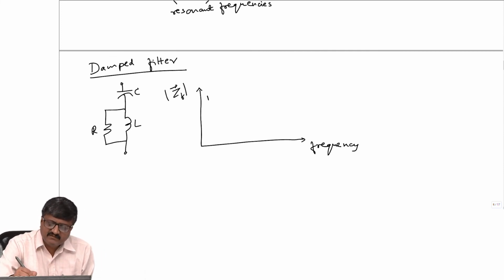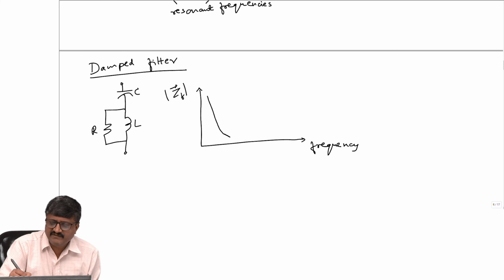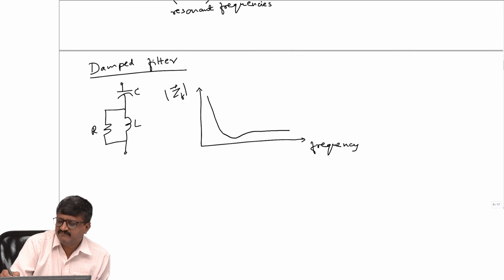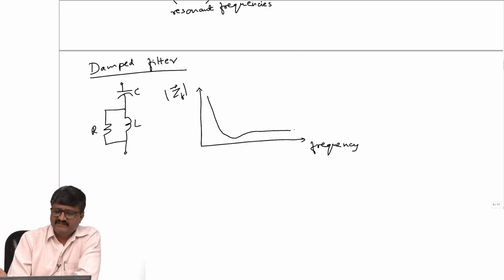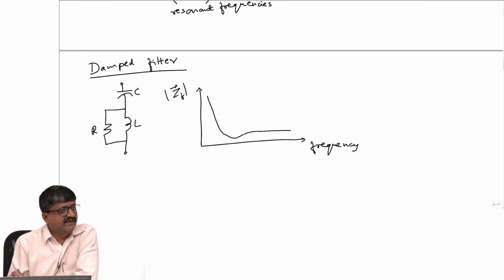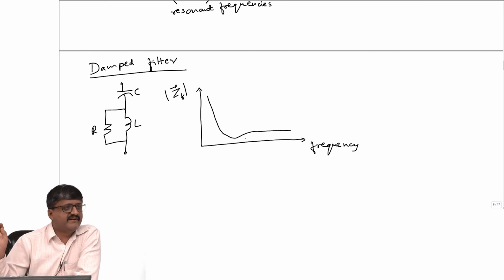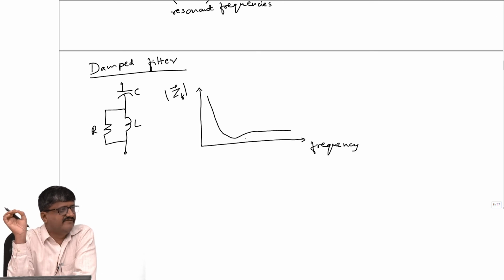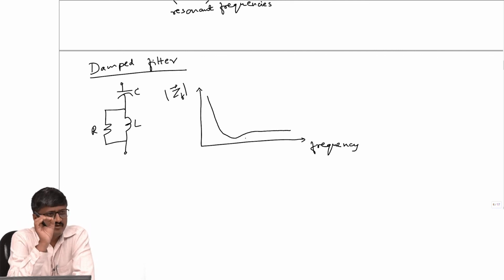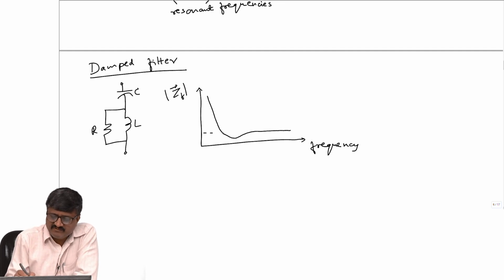Here, as the frequency increases, the impedance decreases, reaches a minimum, then slightly increases and approaches a value. So, it essentially has a very low impedance for all frequencies beyond a certain value. This is in contrast with the tuned filters, where the impedance is low only over a small range of frequency around the resonant frequency.